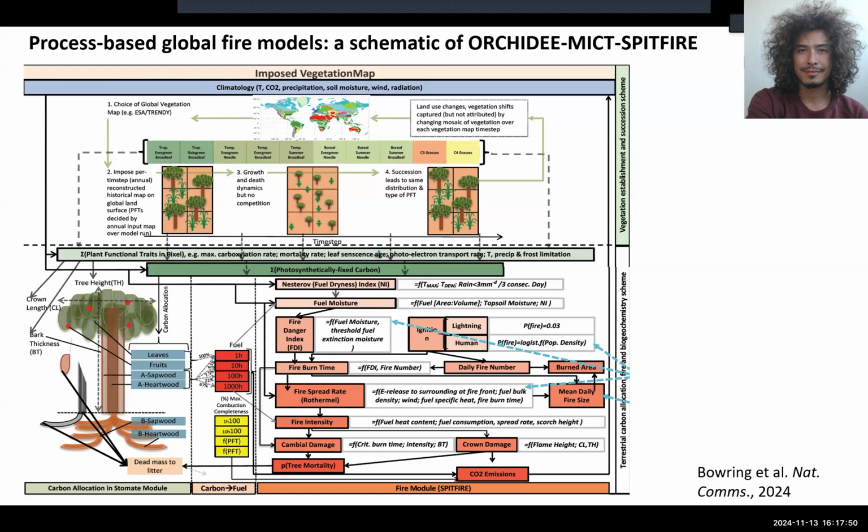And so you have fuel, and then you have climate that generates things like the Nesterov index, which tells you basically how dry it is, and then the interaction of the Nesterov index with the fuel will give you a fire danger index, and then you have ignition. So you have a lightning map that's input. You have a human population density map that's input and changes every year. And there are functions that describe the ignition probability for each of these. And then you generate fire, and then there are explicit fire spread rates, mean individual daily fire size, fire intensity, and then there's canopy damage, ground damage, tree mortality, and CO2 emissions that result. Sorry, it's a bit more complex than that, obviously, but that's the basic idea.